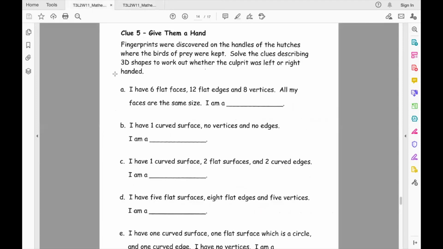Right, let's have a try of the second one as well. So I want you to have a try after I read through this. So B, I have one curved surface, no vertices. So that means no pointy bits and no edges. I am a what? Think about what's a tennis ball? Please pause the video and have a try.